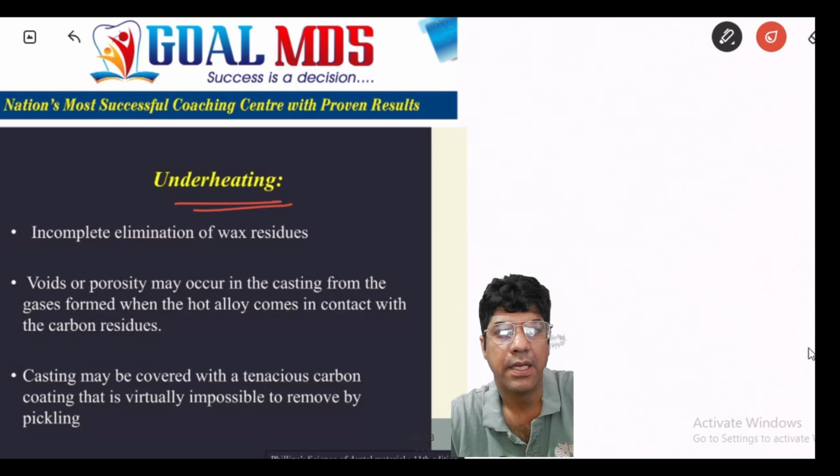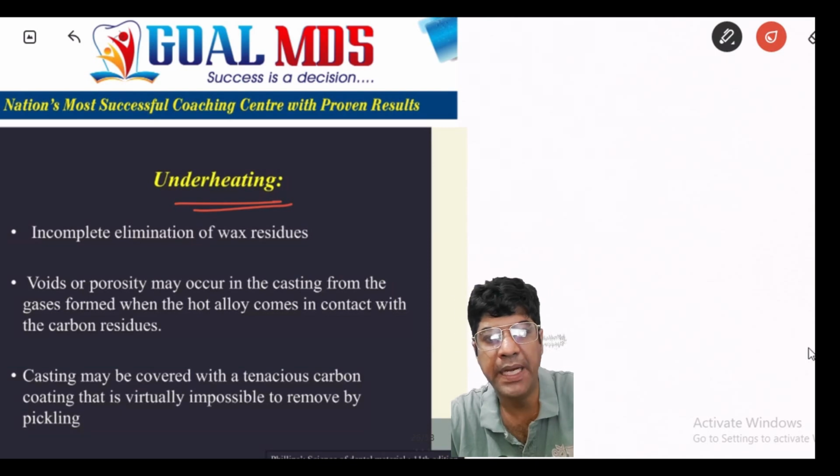Underheating. Insufficient heating during the casting procedure can lead to defects in the final casting. Proper heating ensures the metal alloy reaches its optimal melting point for a successful casting.